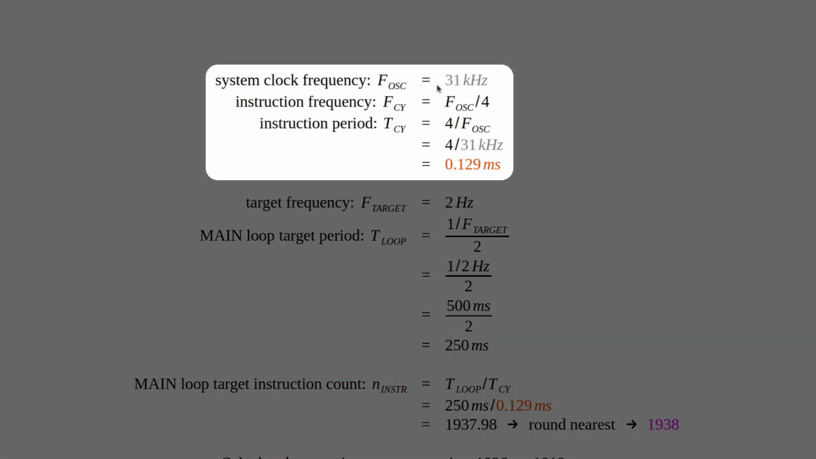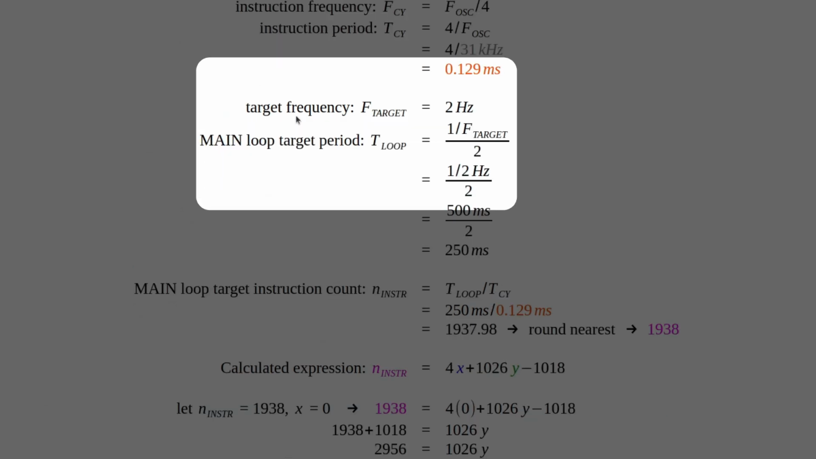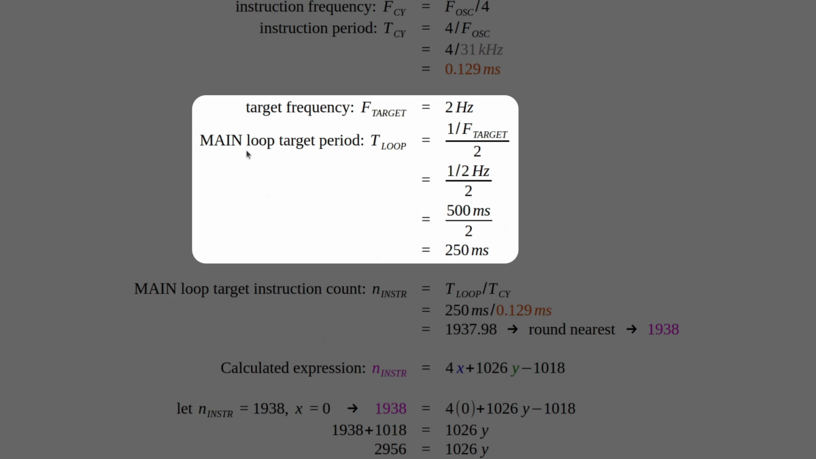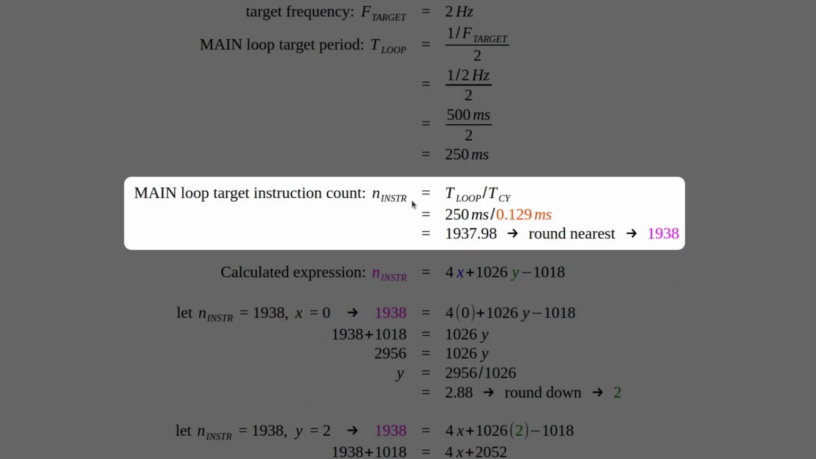So let's calculate and enter the new values for our X and Y variables before we assemble and program it. To do these calculations, we'll start with a new clock frequency of 31 kilohertz. We can calculate the instruction period of 4 over 31 kilohertz, which gives us 0.129 milliseconds. The target frequency is still 2 hertz, which means that the main loop target period is still 250 milliseconds. Calculating the number of instructions by taking the 250 milliseconds, dividing it by 0.129 gives us 1937.98. I'm going to round that to the nearest value of 1938.